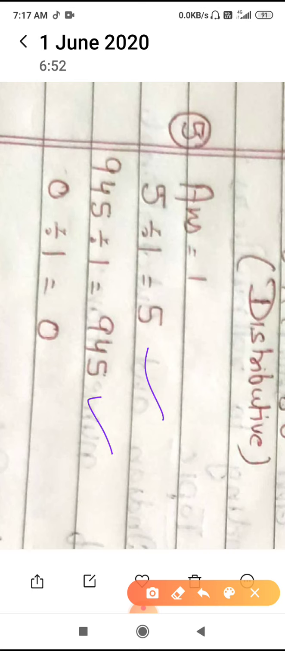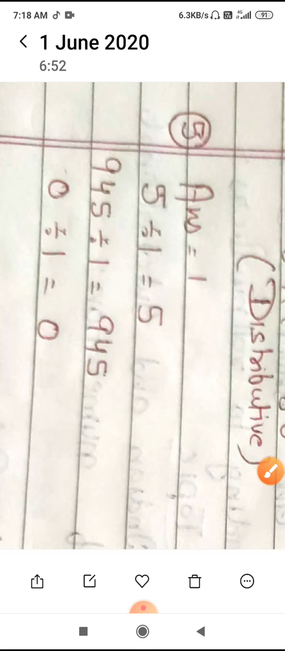0 divided by 1 is 0. So we are supposed to tell the number, such that if you divide any number by that, your answer will remain the same. That is 1. If you divide any number by 1, you can take any number of your choice to check. 655 divided by 1, the answer is 655. So the answer is 1, because 1 is that number. If you divide any number by it, the answer will remain the same.